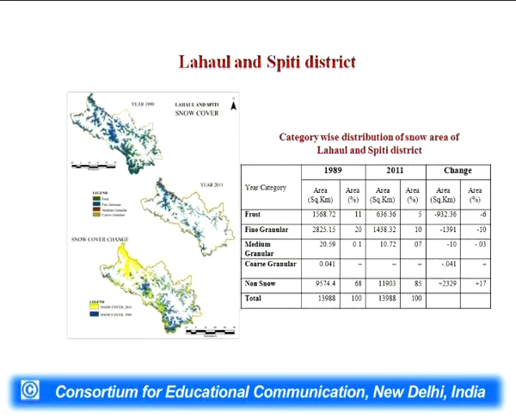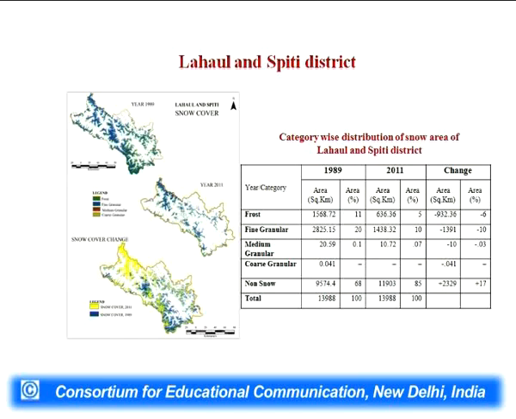As far as the Lahaul and Spiti district is concerned, the same scenario is repeated here also. The frost area in 1989 was 11%, which has declined to 5%. Fine granular snow was 20%, but it is only 10% in 2011. Medium granular snow is also showing a decreasing trend. Coarse granular is mostly absent in that area. So, the total increase in the non-snow area is around 17%.